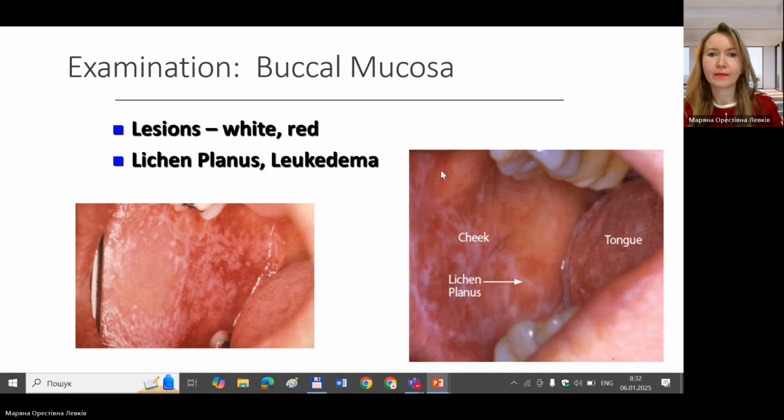Buccal mucosa in healthy individuals should be smooth, salmon pink, without any pathological lesions on it. But in the case of any disease, there can be presence of some white, red lesions, as is seen on these pictures. Check, please: lichen planus on the cheek mucosa and on the tongue, and here the same white, hyperkeratotic lesions on buccal mucosa.